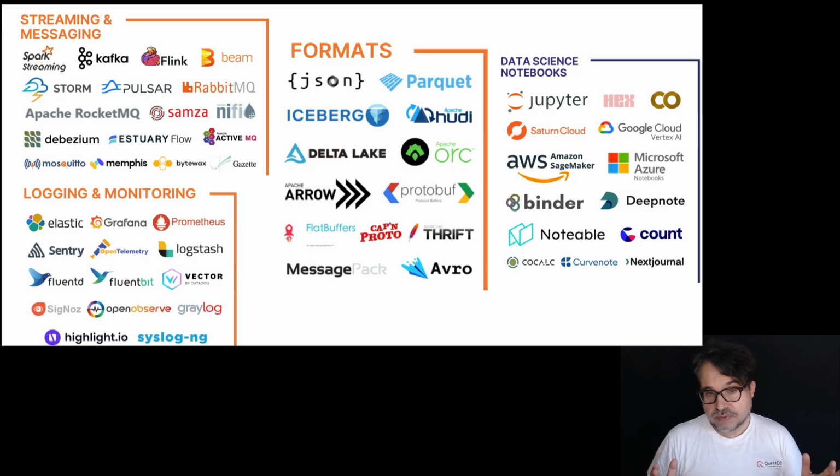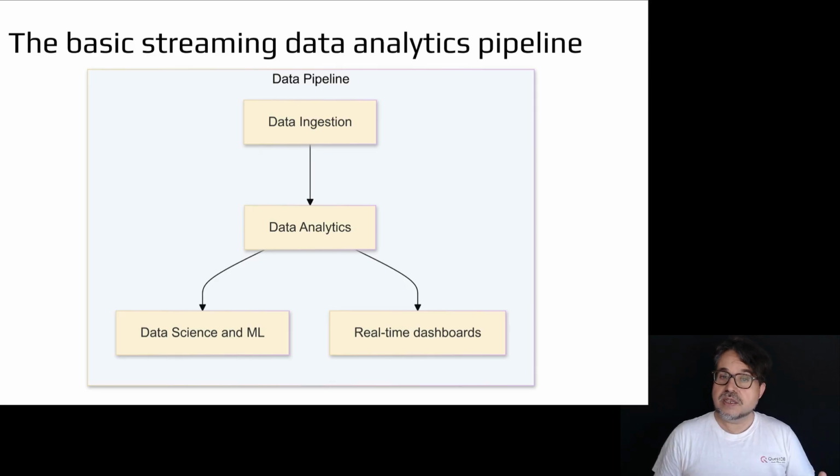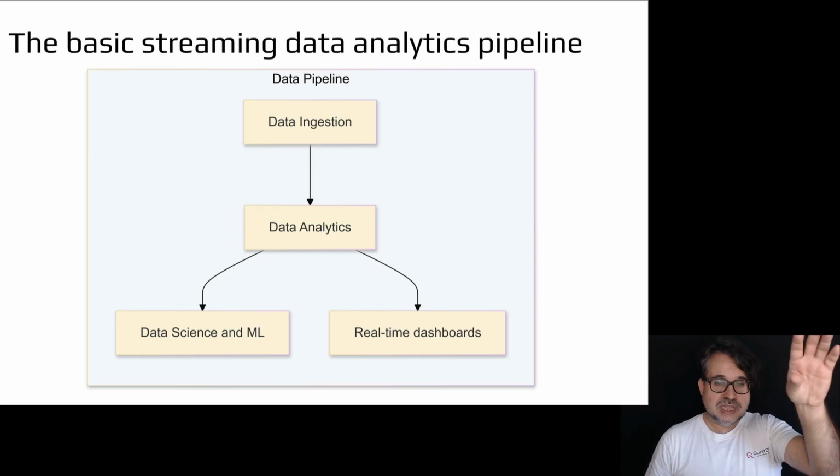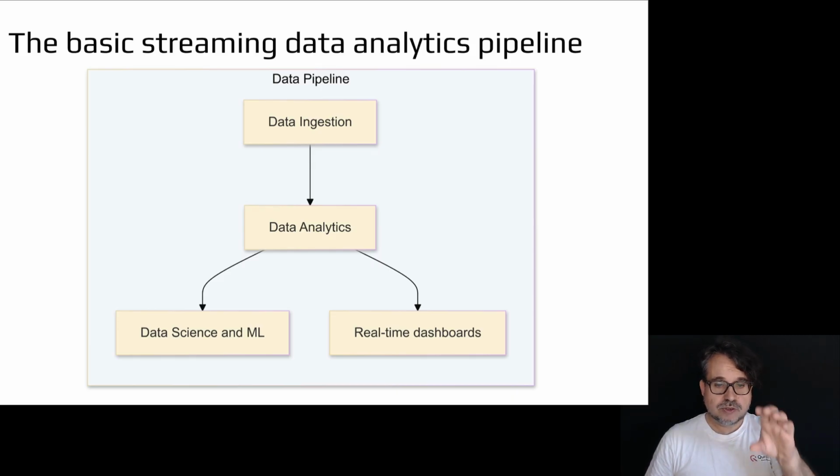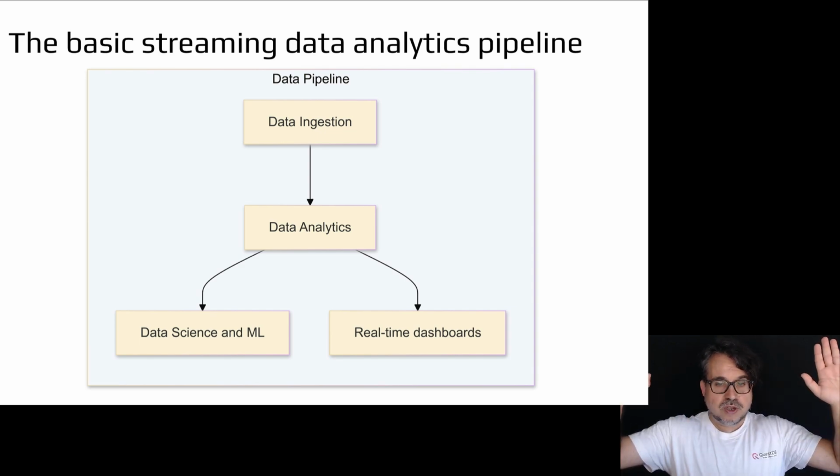So in theory, if you want to build a streaming pipeline for ingesting and analyzing data in real time, which is what this talk is about, it should be as easy as just choosing the different components. How hard can this be? Just pick one tool for data ingestion, just pick one tool for data analytics, just pick one tool for real-time dashboard, and another tool for data science and machine learning. And you are good to go, right?